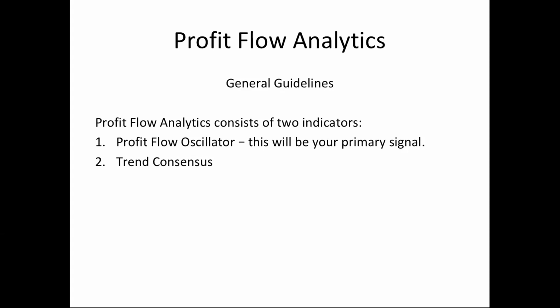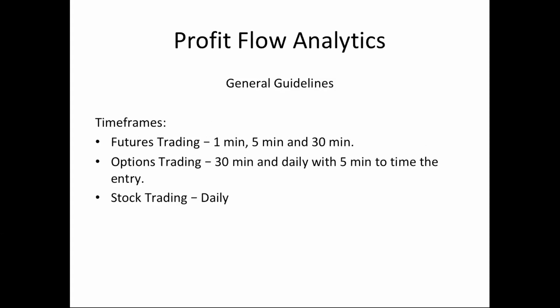Those two indicators are the profit flow oscillator. This is going to be your primary signal. This is where you should focus your attention first as you're getting used to your charts. The second signal is a trend consensus signal. That's a great opportunity to determine whether or not the trend is continuing or whether it looks like it's weakening, and it gives you an opportunity to take a trade that we might refer to as a continuation trade.